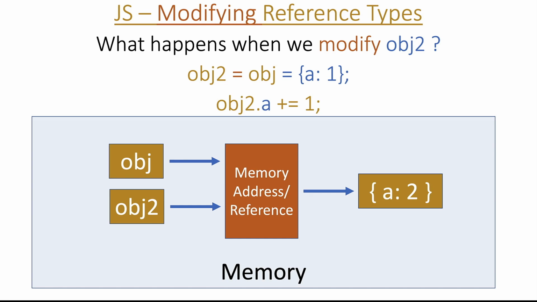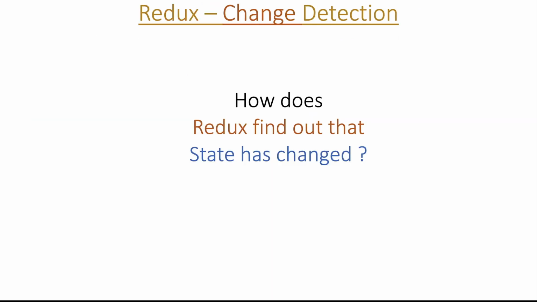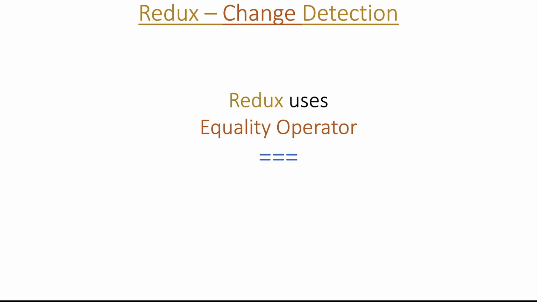So why is this important in the context of Redux? This is important because of how Redux finds out if the state has changed or not. Meaning, when the user clicks on buttons which raise actions which are then handled by the reducer, which changes the state, how does Redux find out if the state has changed or not? Redux uses the equality operator that we have been discussing to detect changes.